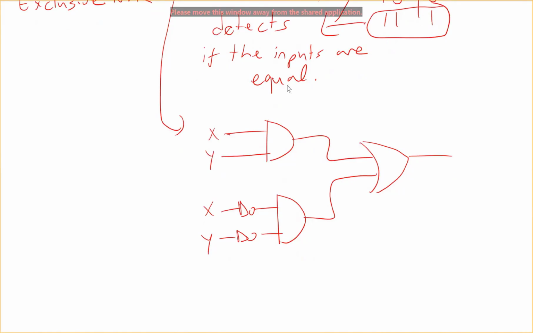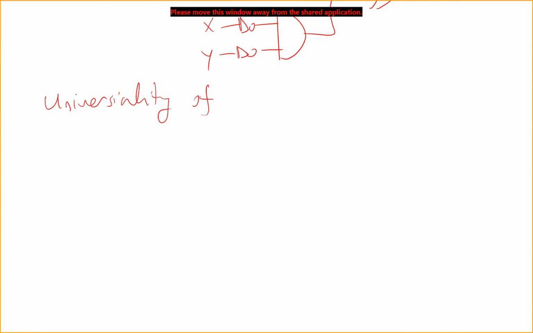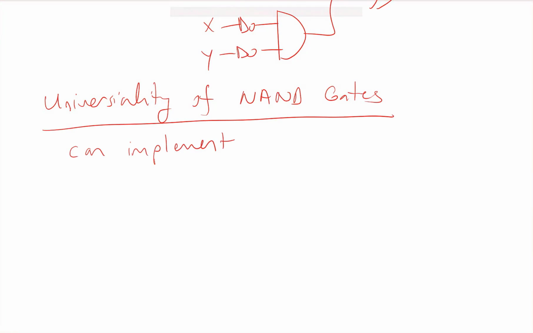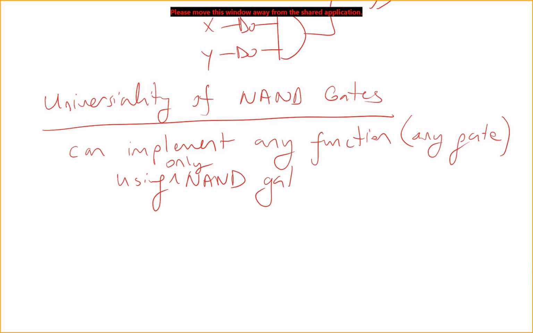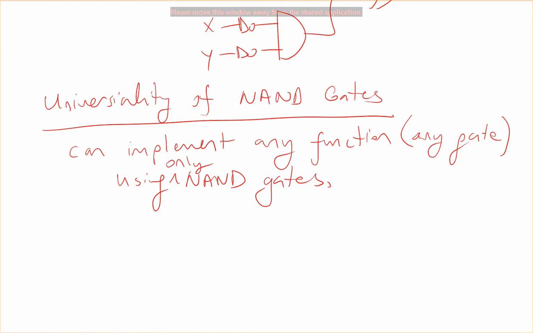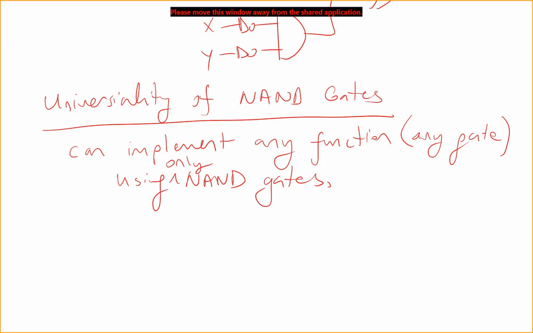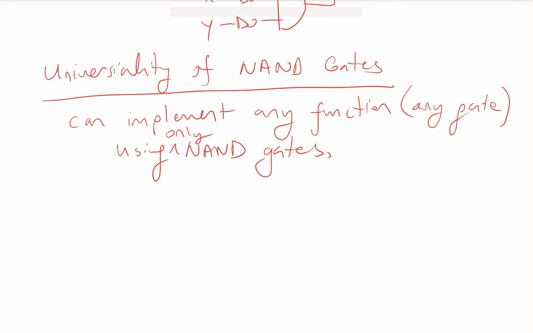Now we will see the universality of NAND gates. What this means is I can implement any function or any gate using only NAND gates. This is not true for the AND gate, for example. Using only AND gates, you cannot implement all the functions. This is also true for the OR gate. But using NAND gates, and we will also see NOR gates, we can implement any function. So for example, let's try to implement the NOT gate.